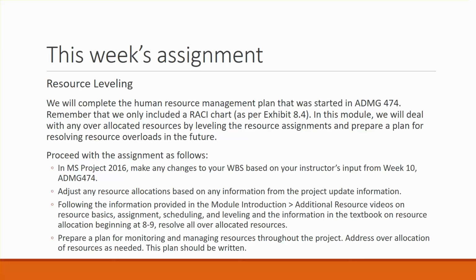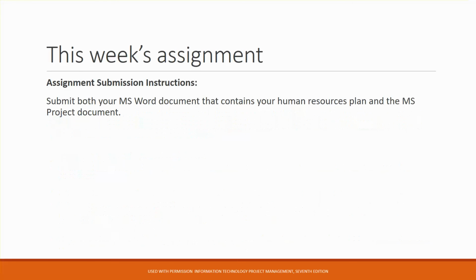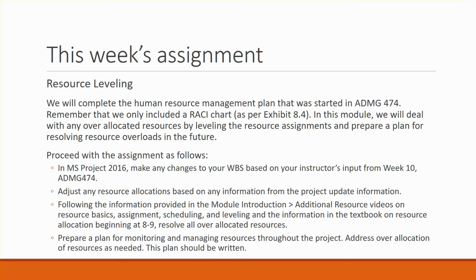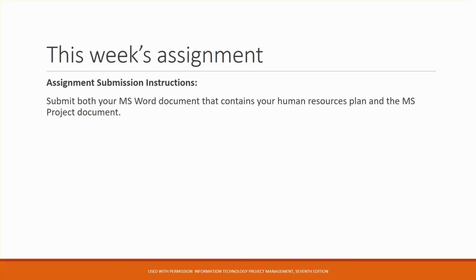And then you're going to prepare a plan for monitoring and managing resources throughout the project. Address over-allocated resources as needed. This should be written. So you're submitting both the Microsoft Word document, you're going to add to the human resource plan that you did in module 10 of 474. You're going to add to it behind the RACI chart. You're going to add your plan for monitoring and managing your resources. You're going to add that to that Word document, and then you're going to submit your Microsoft Project document.